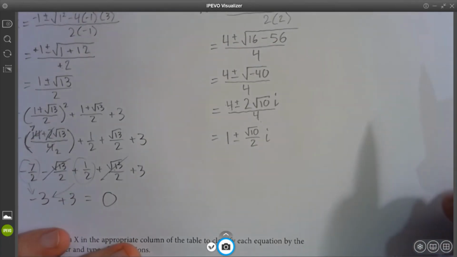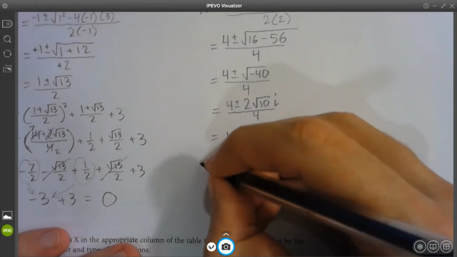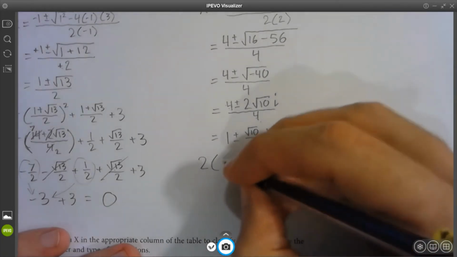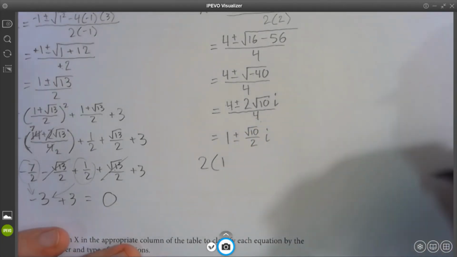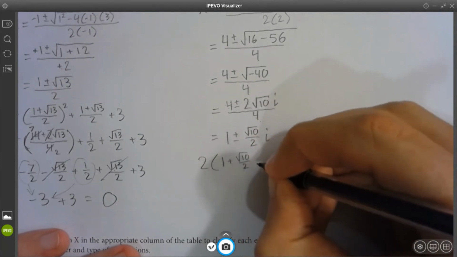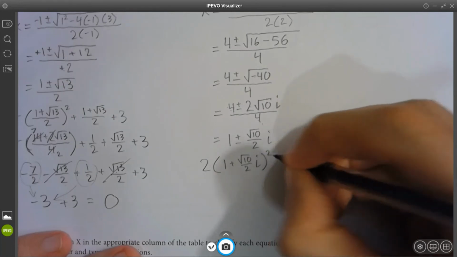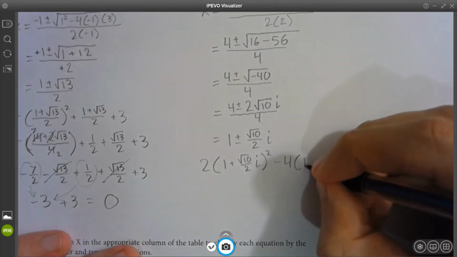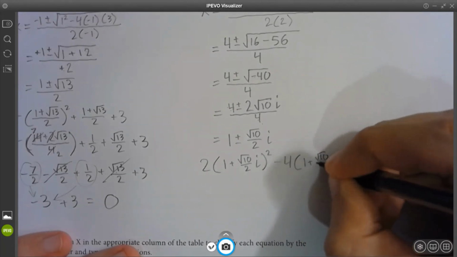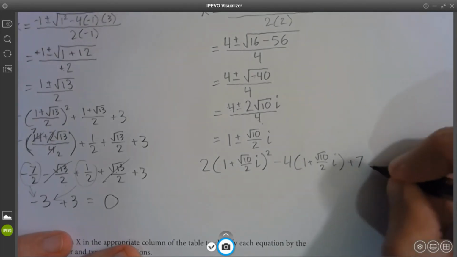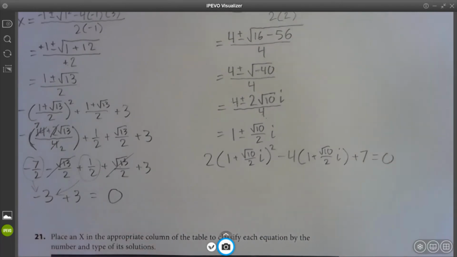Last time, we're going to plug back into the equation 2 times that stuff. Let's go ahead and just stick with the positive. We already did one that was negative. We showed it worked. Let's just stick with the positive. It's probably a little bit easier. Root 10 over 2i squared, minus 4 times that stuff, 1 plus root 10 over 2i, plus 7 equals 0. Or rather, we're trying to prove that it does equal 0.